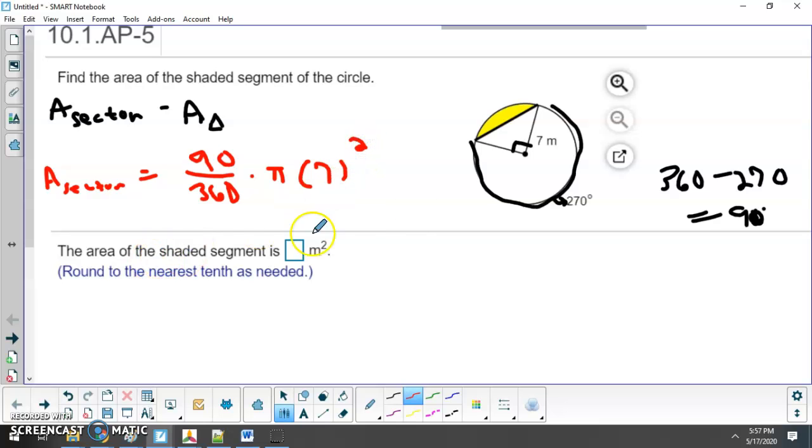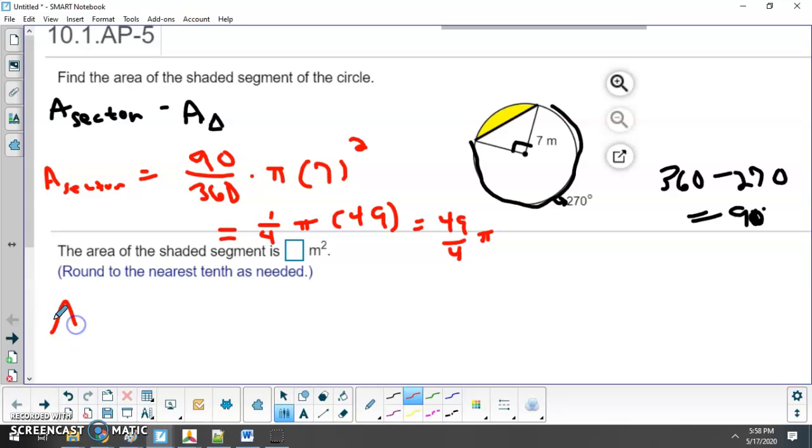Before you go and just type stuff in your calculator, I mean, you could if you want, but 90 over 360 reduces to 1/4. So 1/4 times pi times 7 squared, which is 49. You could simplify all this up as 49/4 pi is the area of the sector. If you want to get a decimal approximation, go for it. In fact, you need to get the decimal approximation in the end, but I would not put it in yet, just for accuracy's sake.